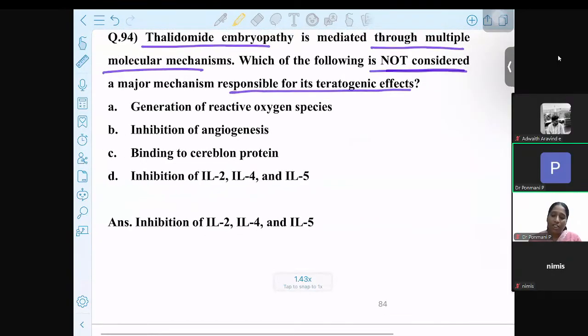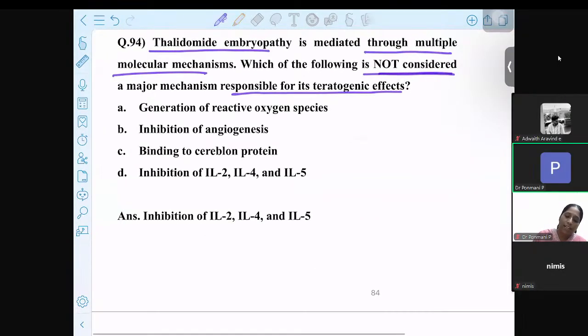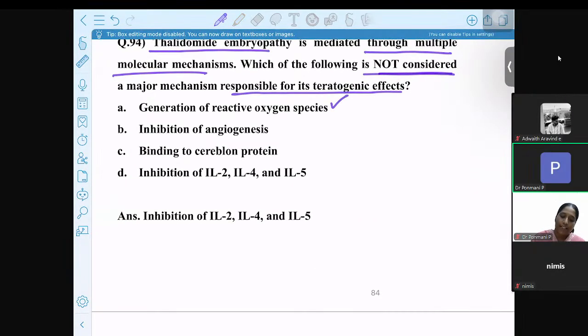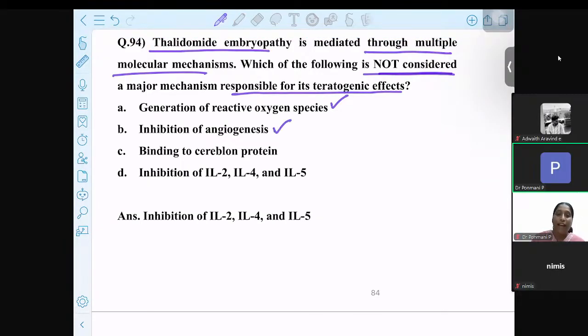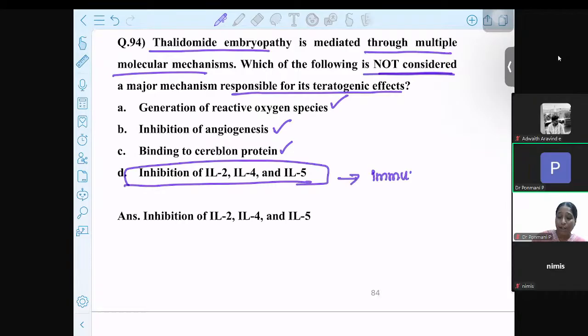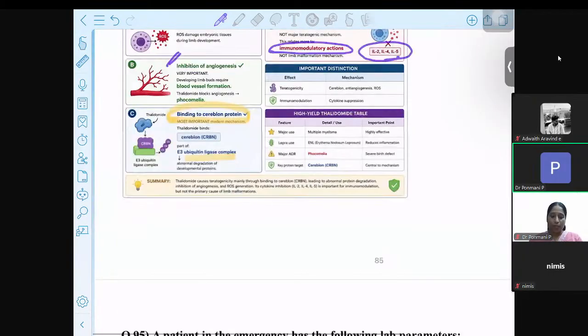So among these, which is not considered a mechanism for the teratogenic effect? Generation of ROS is considered, inhibition of angiogenesis is considered, binding to cereblon protein is considered, but inhibition of IL-2, of course, it is an action, but it is more concerned with the immunosuppressive action. It is not concerned with the teratogenic action. Clear? So this is about thalidomide.